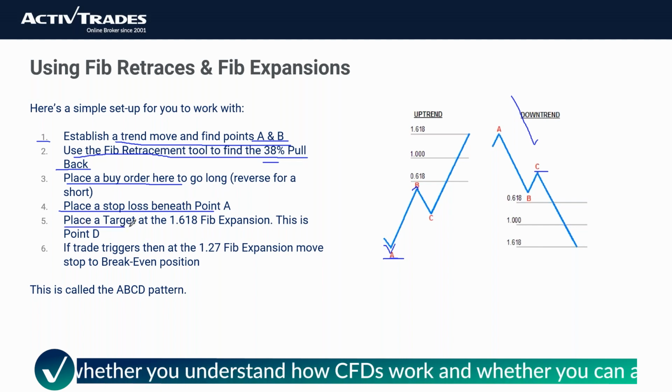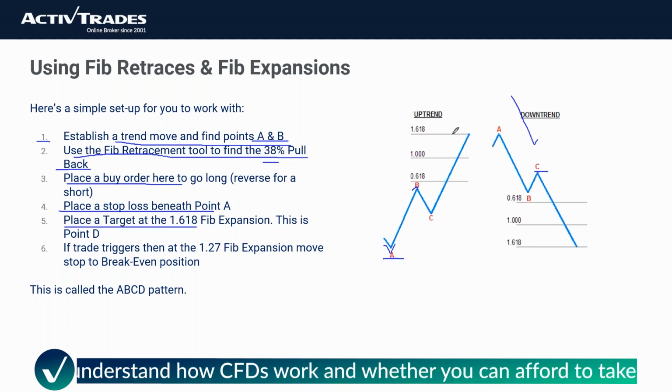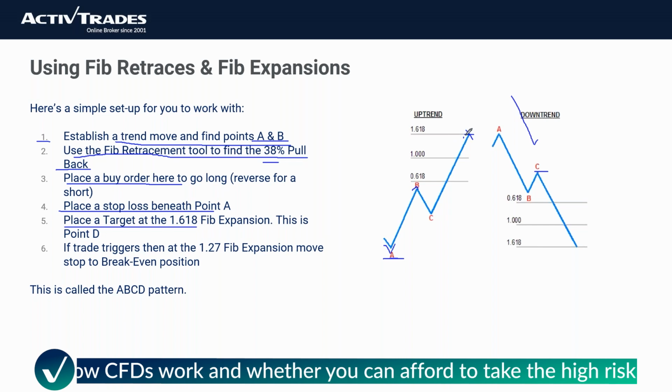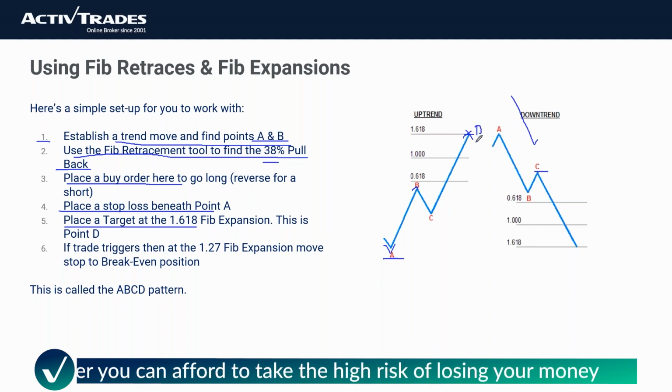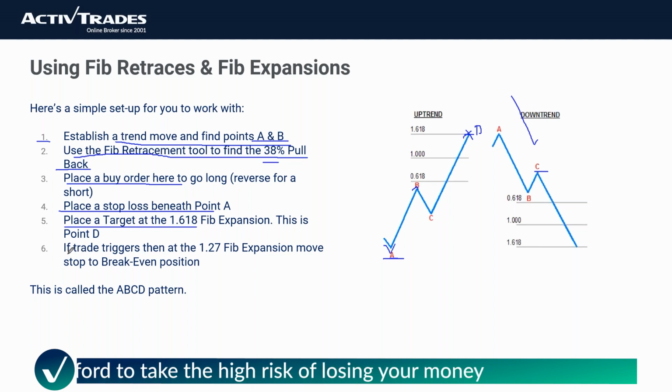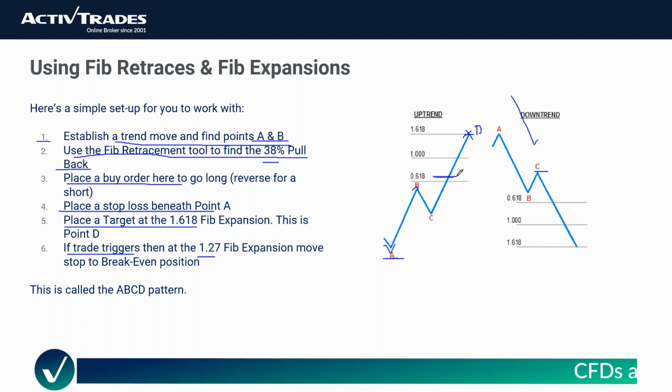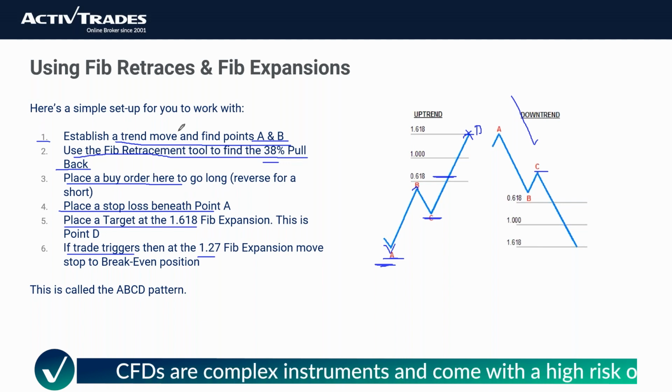And what we do is we place a target at the 161 fib expansion. This becomes point D. If the trade triggers, then at the 127 fib expansion, which I don't have on here, but we'll show in others, then you're allowed to move your stop from point A to point C to give you a break-even position. But ideally, that's what we're looking to do.